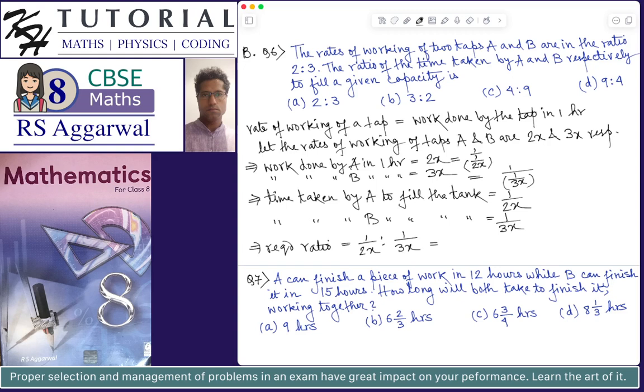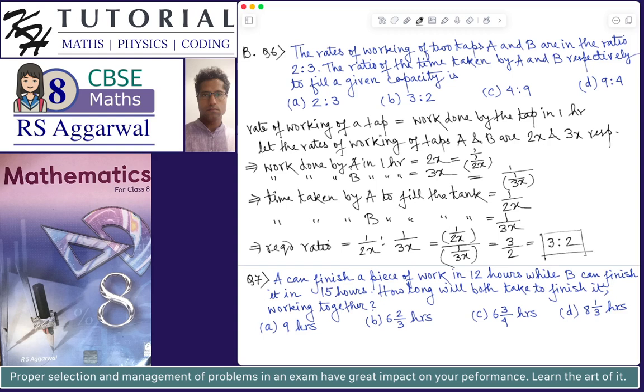This is equal to, you can cancel out x from both the sides. Now basically this is 1 by 2x divided by 1 by 3x. So x will cancel out, this will be 3 by 2, which is a fraction, and the fraction in the ratio form will be 3 is to 2.